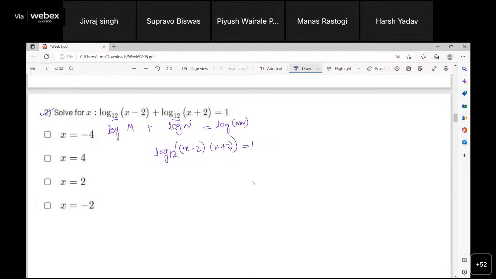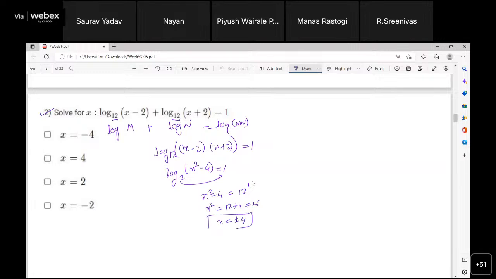Okay, then I can apply the formula, that is x square minus 4, right, equals to 1. So now this 12 will go on this side. So it will be x square minus 4 equals 12 to the power 1, right? Whatever the number we have, it will go in the power of this particular base. So now I will get x square equals 12 plus 4, that is 16, and x equals plus minus 4. But we have to only take plus 4, right? Minus 4 won't be considered.